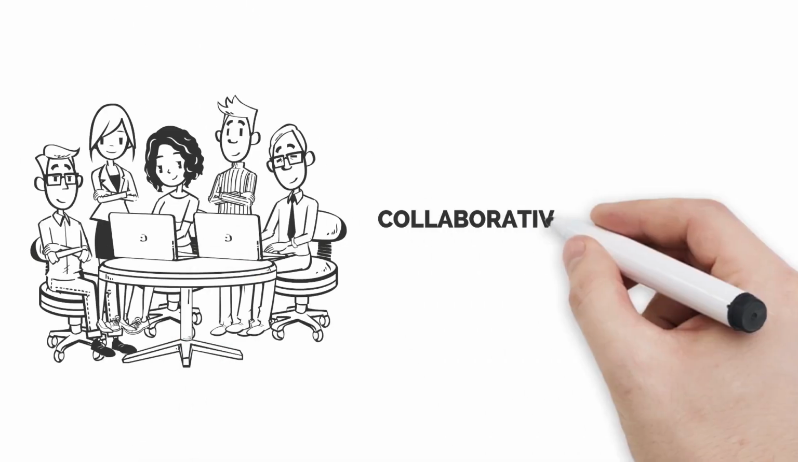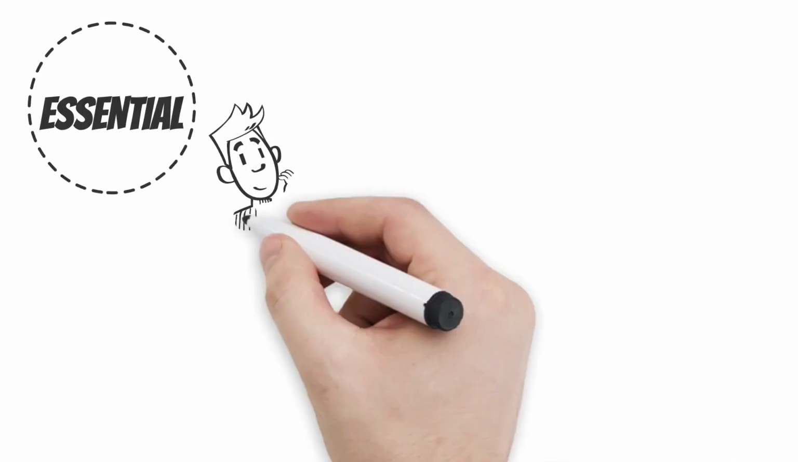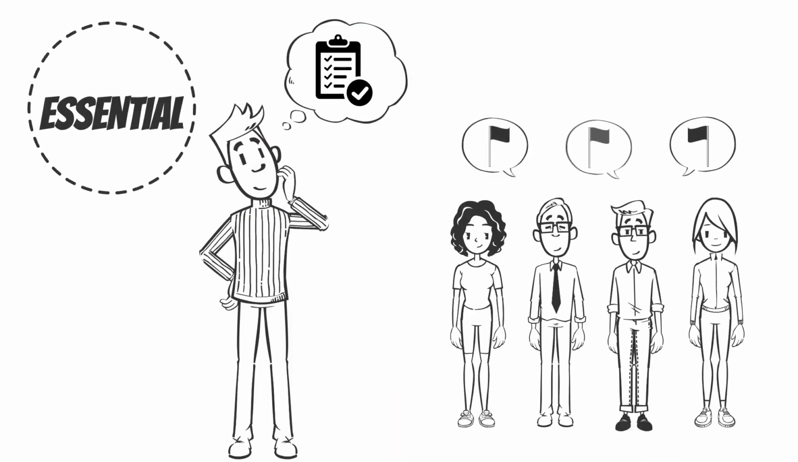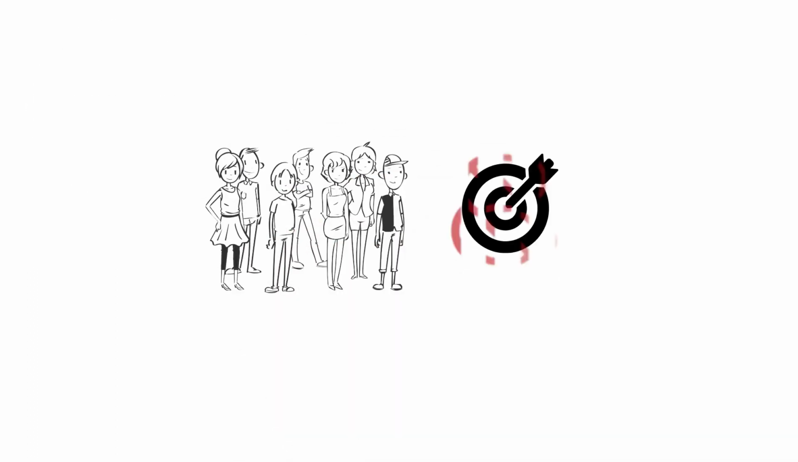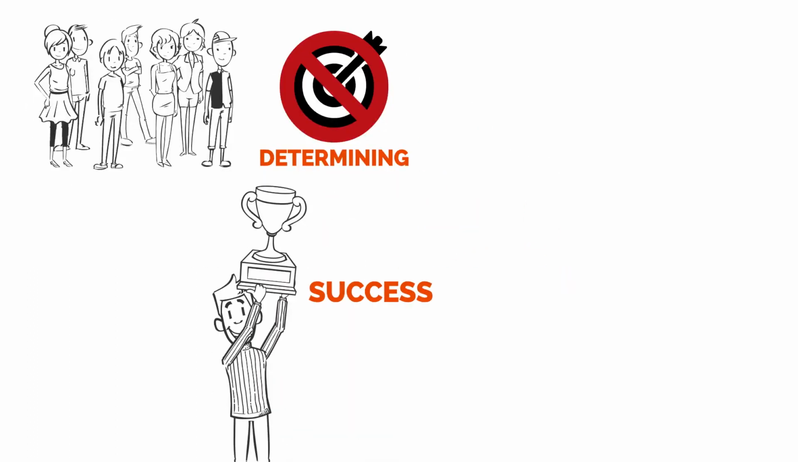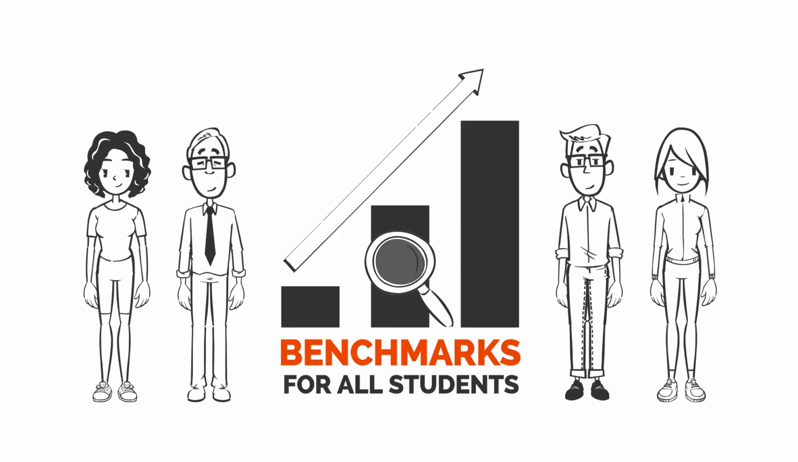Informing the collaborative team meetings are assessments. It is really essential that you think of the assessments as a way to flag students for conversations. They are not the be-all and end-all in determining student success or failure. There are three main classifications of assessments. First, there are the benchmarks for all students.